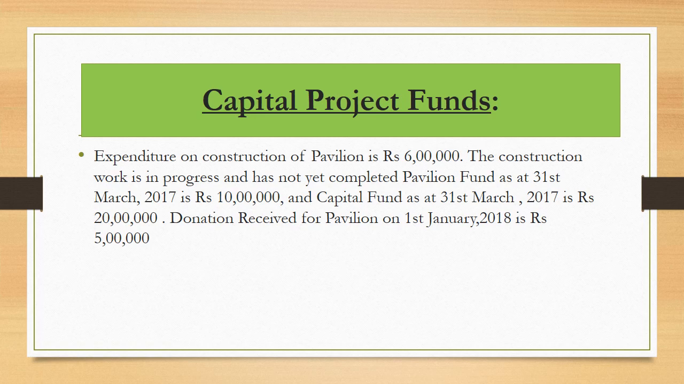Now pavilion fund balance is given to us 10 lakh, which will be 10 lakh plus any received if given. Now in this question, capital fund is already given to us rupees 20 lakh, and donation received for such fund is 5 lakh. Now this 6 lakh first to be subtracted from this 10 lakh pavilion fund balance plus donation received 5 lakh less 6 lakh. It means 9 lakh will be balance as pavilion fund in balance sheet on liability side, and capital fund will be shown 20 lakh old balance and 6 lakh new balance, and this 6 lakh will be shown on asset side as pavilion work in progress.